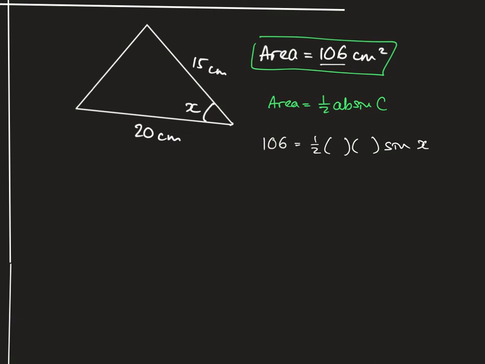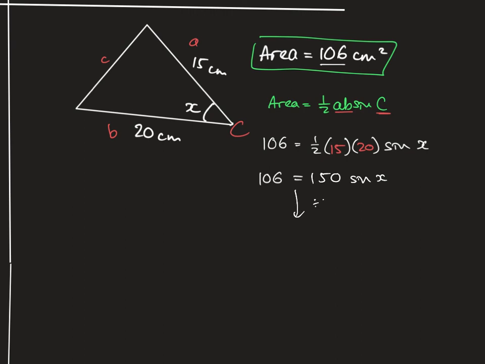Now, which ones are our A's and our B's? Again, same thing. We label the C. The big C is our angle, meaning that would be little c there. And this would be our A and our B. Now, again, it doesn't matter which one is the A and which one's the B, because they're just going to be multiplied. So, in this case, I've got my 15 and I've got my 20 in this order. So, 106 is equal to 150 times by sine x.